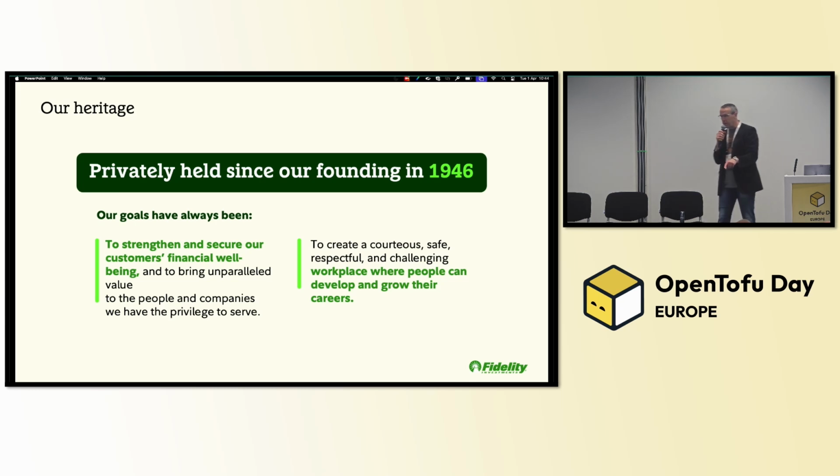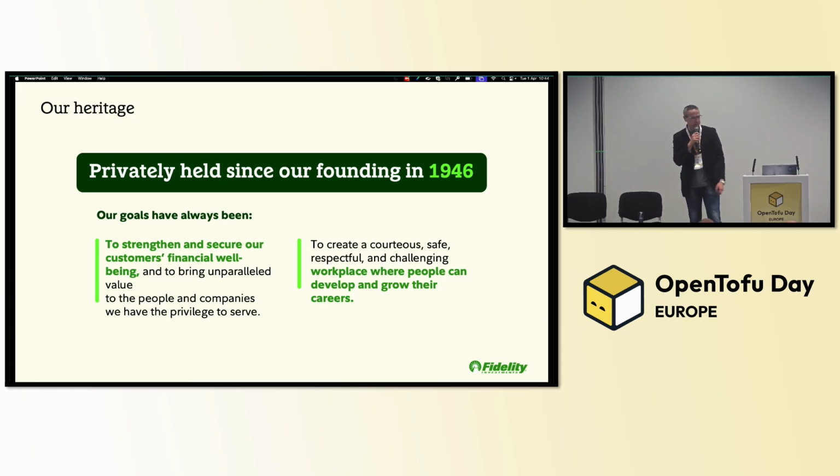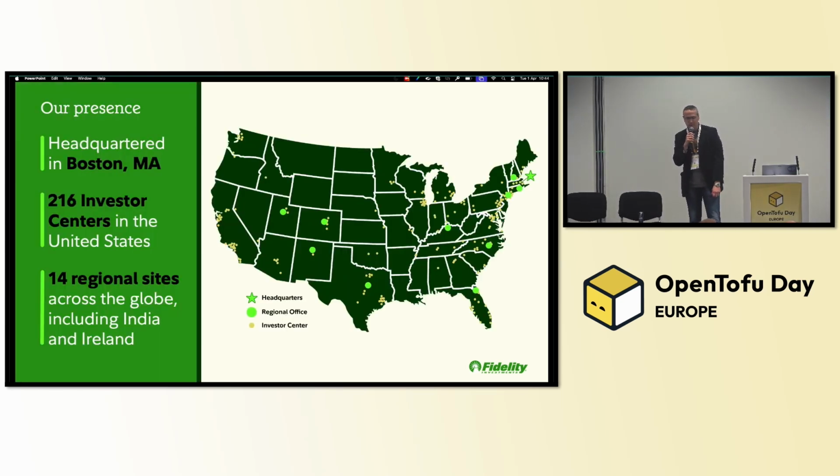But first, a quick note about who Fidelity are. Fidelity Investments is a US-based financial services firm. We provide a range of interconnected services, anything from asset management to personal and institutional investing, brokerage services, all mainly within the US itself. We're headquartered in Boston, Massachusetts, and we've got sites right across the US, and a number of regional sites supporting the business as well, including in Ireland, where I am currently based.